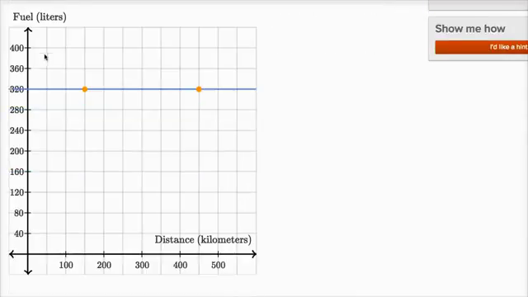Over here we have a coordinate plane where our horizontal axis is distance in kilometers, and our vertical axis is fuel in liters. We can define the line by moving these 2 points around, because 2 points define a line. So let's think about 2 points that we could figure out. Can we figure out the fuel at 2 different distances, and then that will help us define the line?